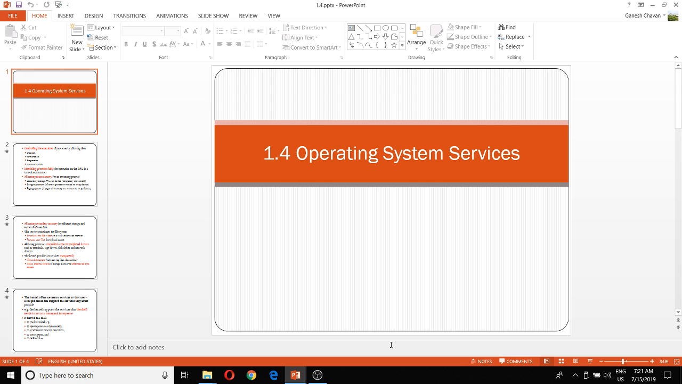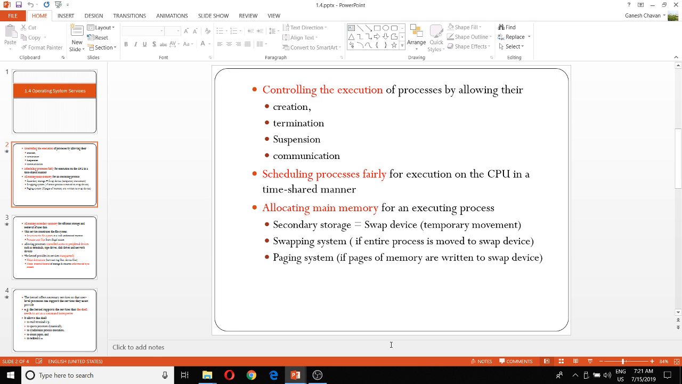The next point under consideration is operating system services. Now let us peep into what different types of services an operating system offers. First and foremost, the operating system controls the execution of processes by allowing their creation, termination, suspension, and communication. It also schedules processes fairly for execution on the CPU in a time-shared manner.